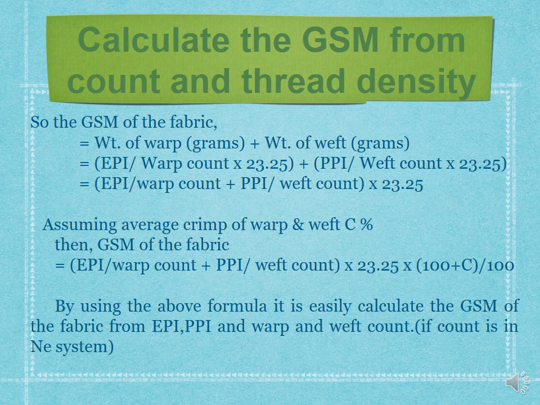Here in all formulas we are ignoring the crimp percentage. So assuming the average crimp percentage of warp and weft is C percentage, the GSM formula can be written as EPI upon warp count plus PPI upon weft count, within bracket, into 23.25 into 100 plus C upon 100, where C is the average crimp percentage. So by using this formula, the GSM of the fabric is easily calculated from EPI, ends per inch, picks per inch, and warp and weft counts.